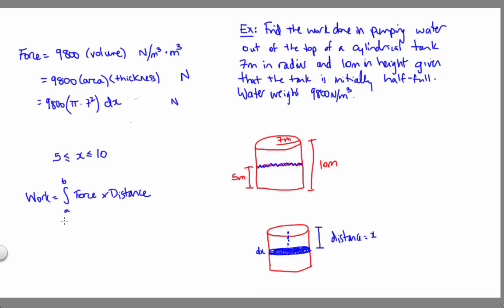Now we can refer to our general formula. Work is going to be the integral of force times distance. One of these two expressions, either force or distance, will involve a differential dx, and we'll make sure to put the appropriate limits of integration on there. So we'll be integrating from 5 to 10. Our force is 9,800 times pi times 7 squared dx, and I'm just going to put the dx at the back here so that when we then insert our formula for distance, which is x, this looks correct. We just want the differential at the end of the expression.